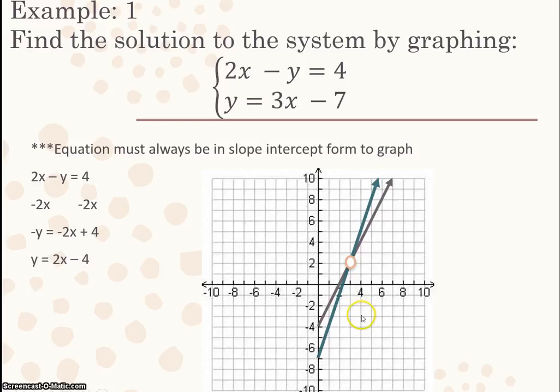This one intersects right here. So that means that the solution to this system of equations is (3, 2). You have to write your solution as a point.